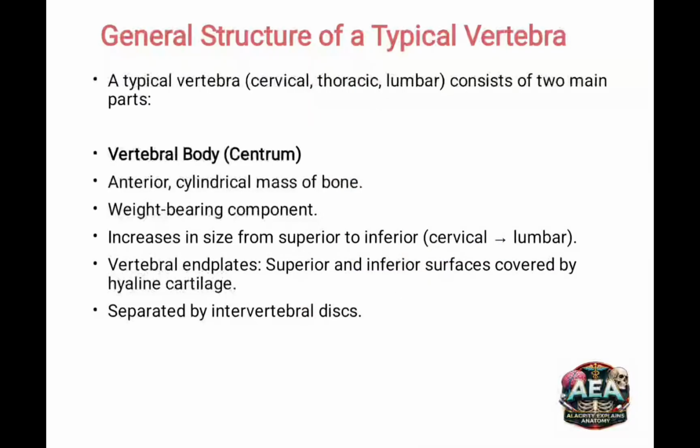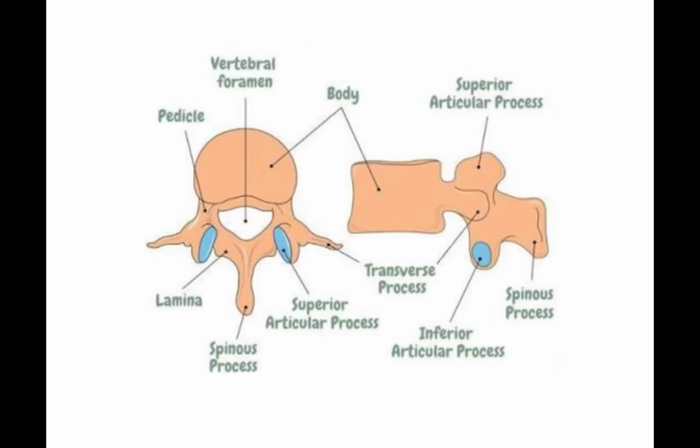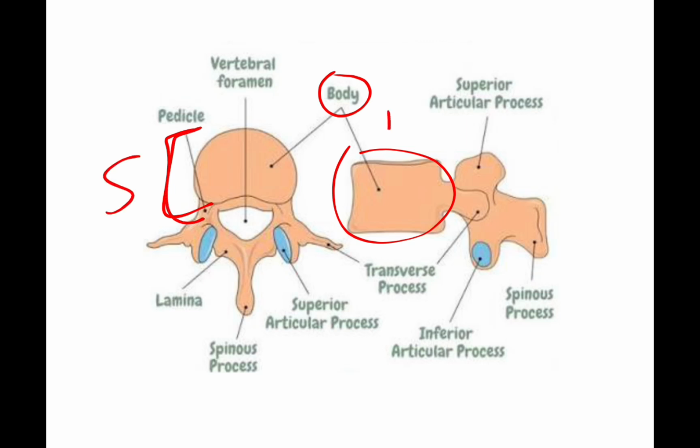Now, the general structure of a typical vertebra. Take note, a typical vertebra. The typical vertebrae, cervical, thoracic, lumbar, consist of two main parts. There are other parts, but we are looking at the two main parts. First, the vertebral body, which is also called the centrum. Let me show you an image. This is the vertebral body. This is a superior view, and this is a lateral view. You have the body, looking at it superiorly and looking at it laterally.